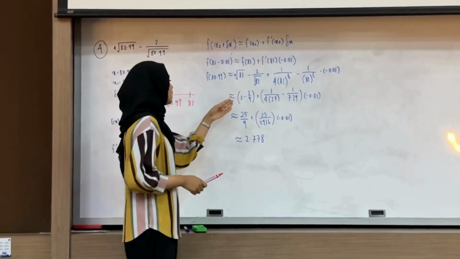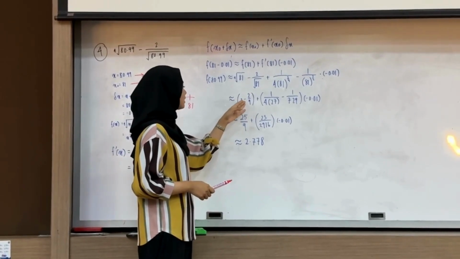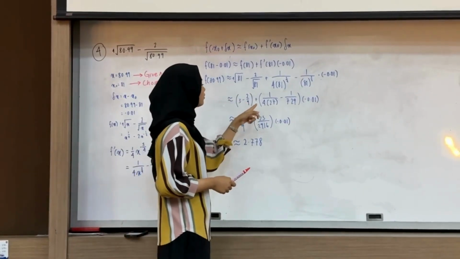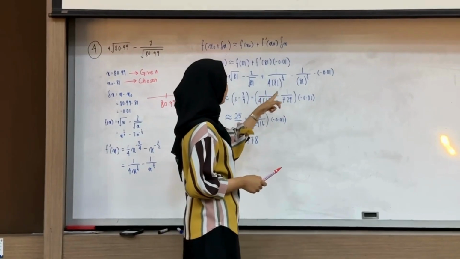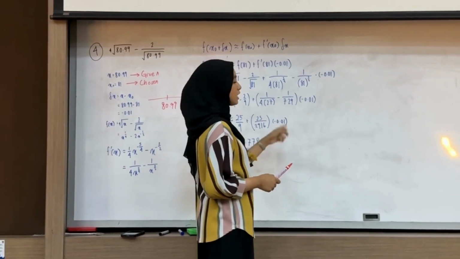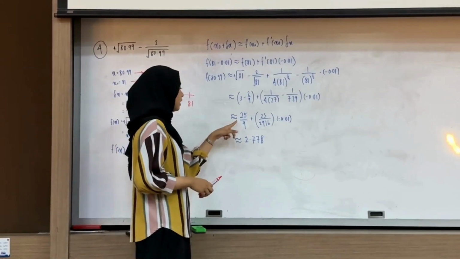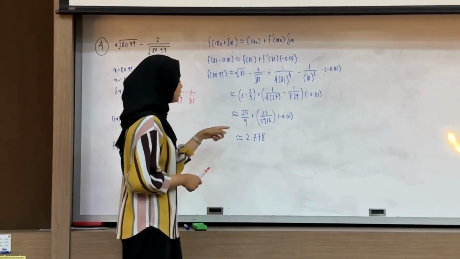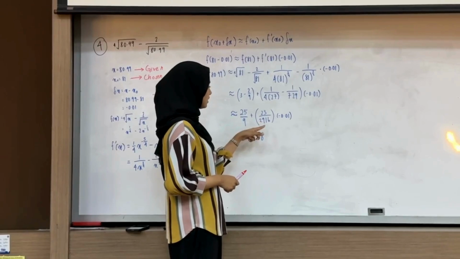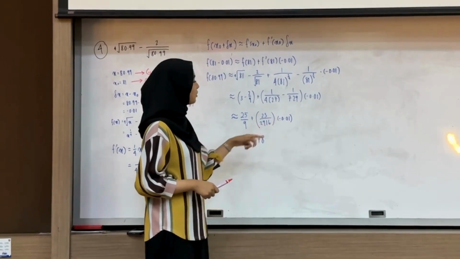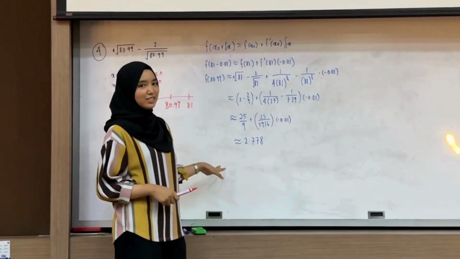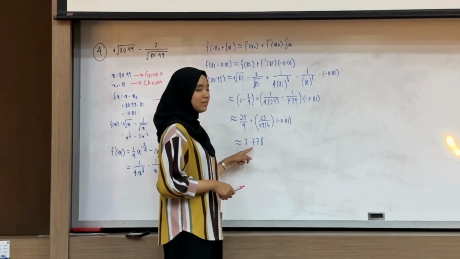So it will be 3 minus 2 over 9 plus 1 over 4 times 27 minus 1 over 729, times negative 0.01. And after that it will be 25 over 9 plus 23 over 2,916 times negative 0.01. And the final answer will be 2.778.